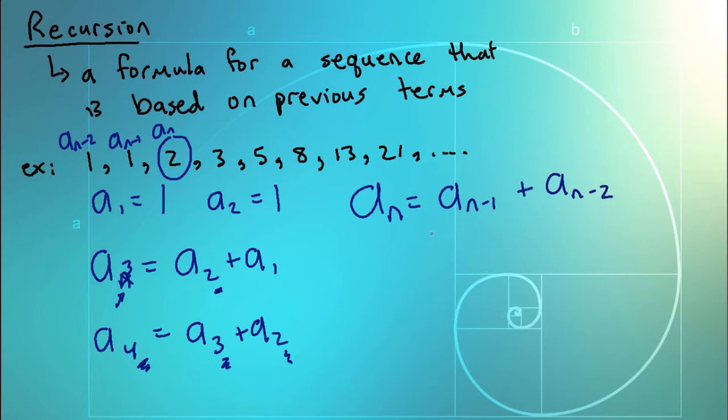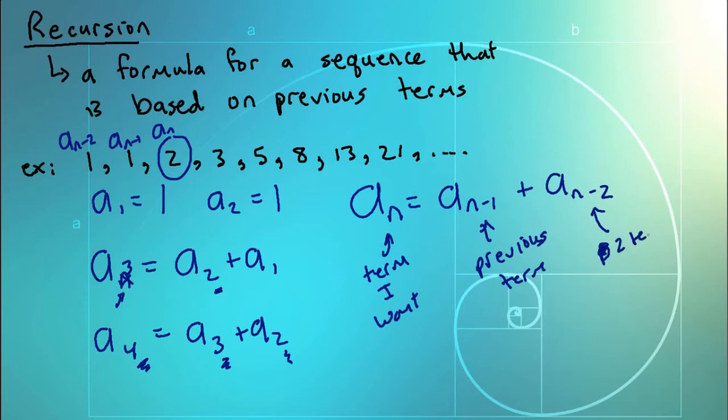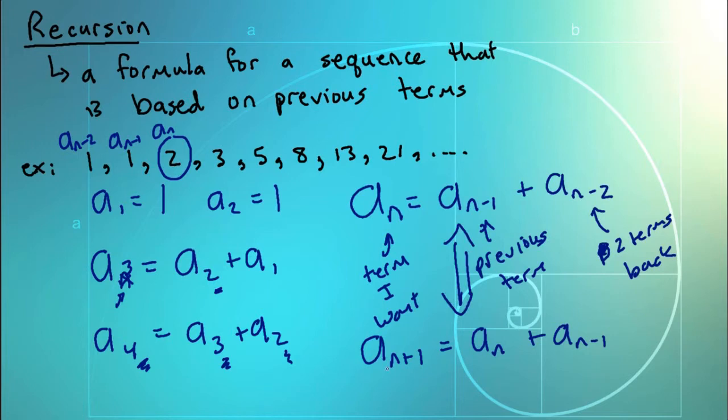So what does this mean? This represents the term I'm on, and this would mean the previous term, whatever that happens to be, and that would represent 2 terms ago, 2 terms back. Now, you could write your recursive formula a different way. You could say a sub n plus 1, meaning the next term, and then a sub n, the term I'm on, plus a sub n minus 1. These two are essentially saying the same thing, but in a slightly different way.